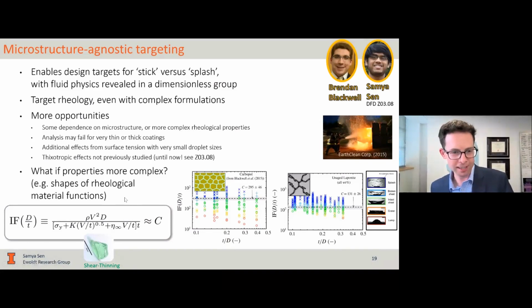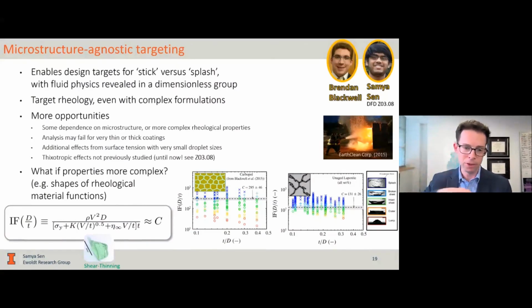But for the talk here, I just want to ask, what if the properties were really more complex? This is in some way a lucky, simple result where I only care about constants that appear in the denominator of this number. What about the shapes of the rheological functions, like the shape of the shear thinning or the shape of the viscoelasticity? And we started asking some questions like that.